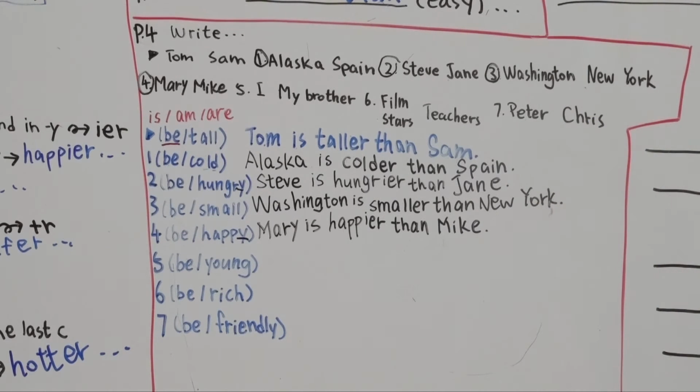Understand how to do? So please have a look at 5 to 7 and do it by yourself. Please look at the subject, alright, and figure out whether you have to use is, am, or are. So do it by yourself. Go.